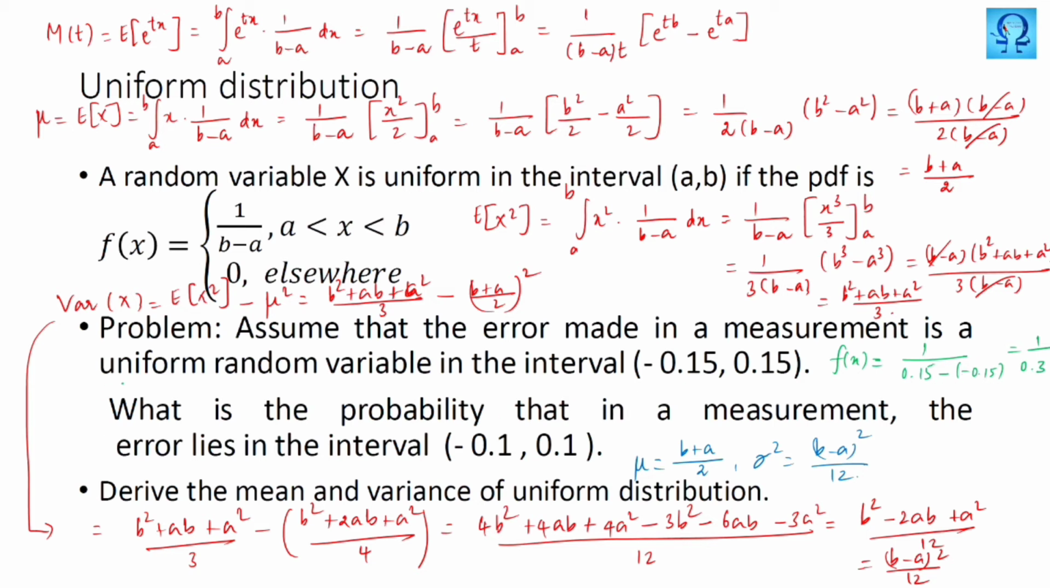Now we are asked to find the probability that x is lying in minus 0.1 to 0.1. So all you have to do is integrate this function from minus 0.1 to 0.1. This is a constant, so we take it outside. When we integrate it, we get 0.1 minus minus 0.1, so it is 0.2 upon 0.3, which is 2 by 3. This is the required probability.